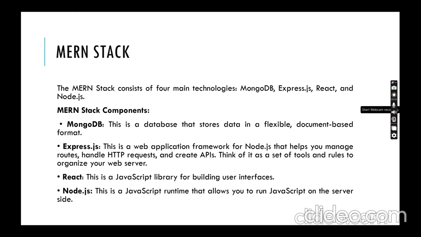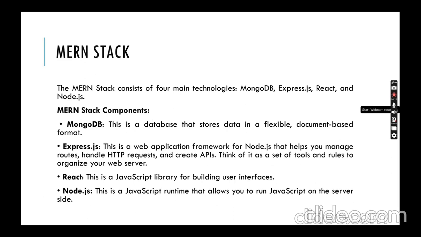Don't skip the video. So MERN Stack is nothing but a combination of technologies like backend, MongoDB, Express.js, React, and Node.js. So MongoDB is nothing but the database storing the data, which I mentioned earlier. Express.js is a web application framework for Node.js that helps you manage routes, handle HTTP requests, and create APIs. Think of it as a set of tools and rules to organize your web server.